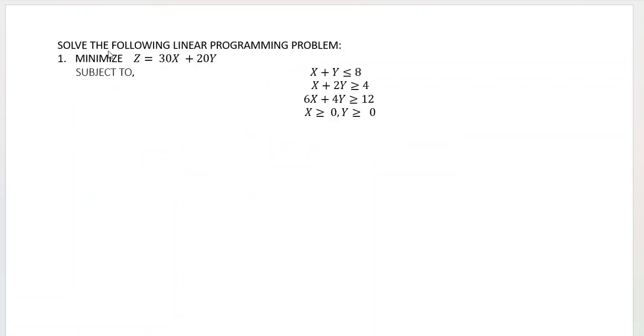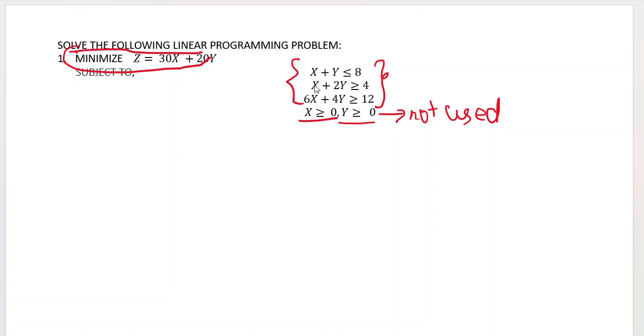We now go to the solution of the linear programming problem. Minimize z is equal to 30x plus 20y subject to these three conditions, along with x greater than or equal to 0 and y greater than or equal to 0. Throughout the problem, these conditions x greater than or equal to 0 and y greater than or equal to 0 will not be used. They are not to be focused on. What we have to focus on is the minimize part which we are given, and these three things which we are given.